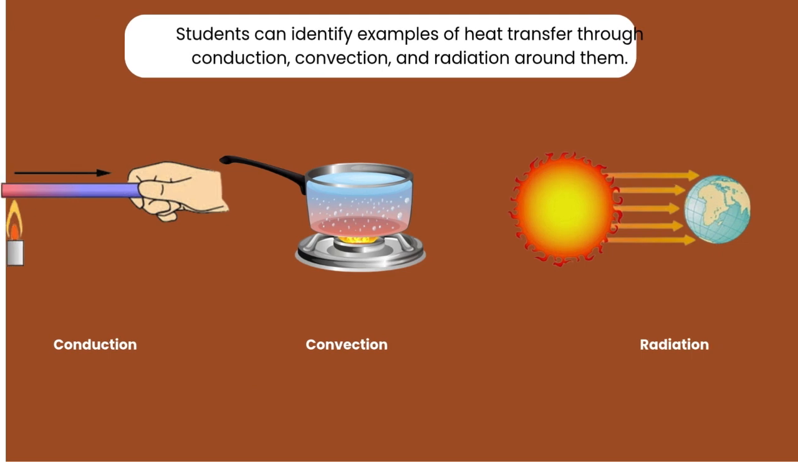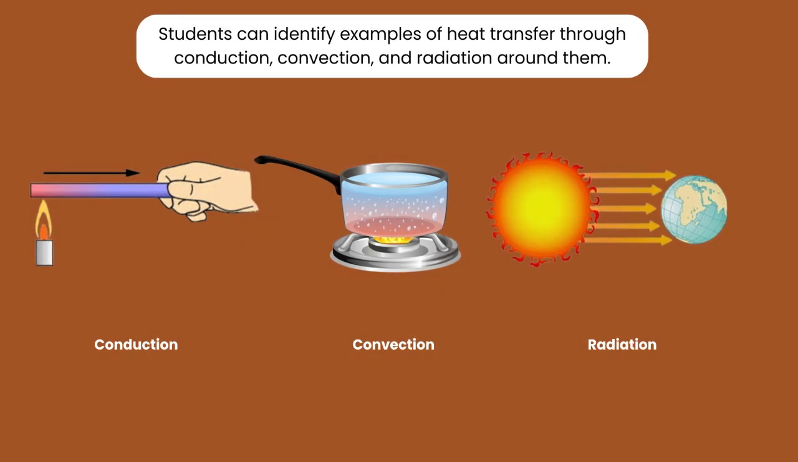Students can identify examples of heat transfer around them. In everyday life, we can easily find examples. When a metal spoon becomes hot in hot water, it's conduction. When water boils and moves up and down, it's convection. And when we feel the heat from sunlight, it's radiation. These examples help us understand how heat transfer happens around us.